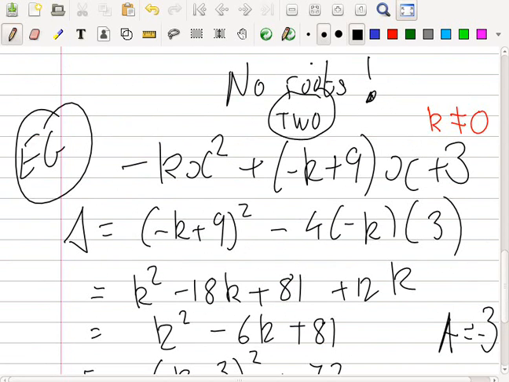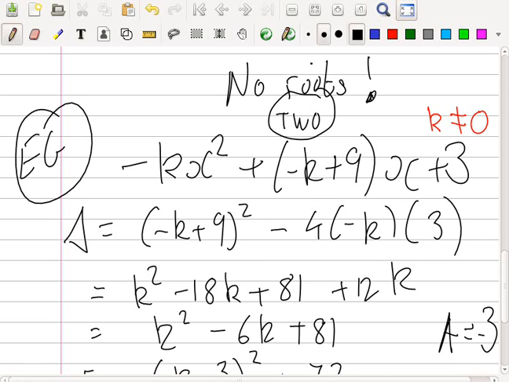Now, I think this is a really good example of the discriminant here. Could you actually find the solutions here? I mean, when I say solutions, I mean x equals a number and x equals a number. No, because you don't know what the k is. Even though I cannot find the solutions, I know that there will be 2 of them.